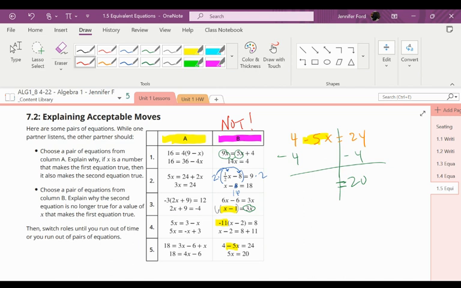So that's the same thing as adding a negative. So I still have negative 5x on this side. And then I divide both sides by negative 5, and x equals negative 4, because 20 divided by negative 5 is negative 4.